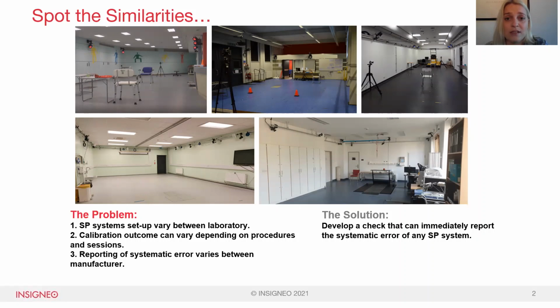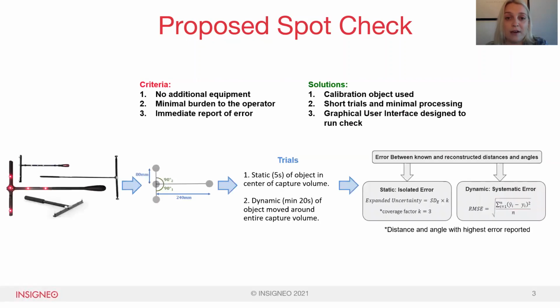To solve this, we can consider a check that will immediately report the systematic error of any SP system. Although previous methods have been proposed, these methods usually require the use of additional equipment and can be time-consuming. The proposed spot check fits 3 criteria. First, that no additional equipment is required; second, there's minimal burden to the operator; and thirdly, that there will be an immediate report of the error.